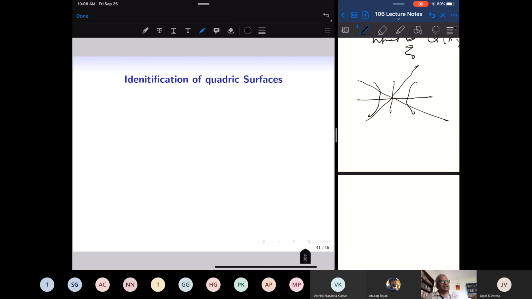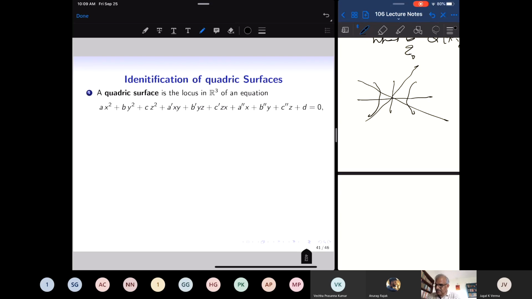Let us apply the same procedure. We will diagonalize a quadratic form in 3 variables now, by using a real symmetric matrix. So a quadratic surface is the locus in R3 of the following equation. There are degree 2 terms, pure terms, there are mixed terms, and then there are linear terms. This is the most general quadratic equation in 3 variables, and we want to understand what surface it represents.